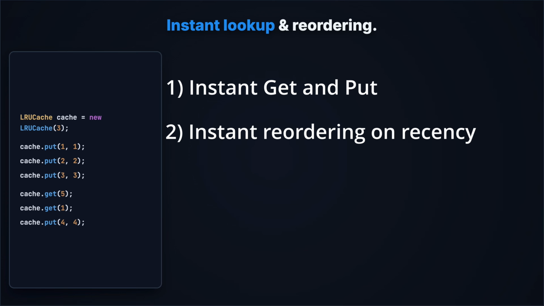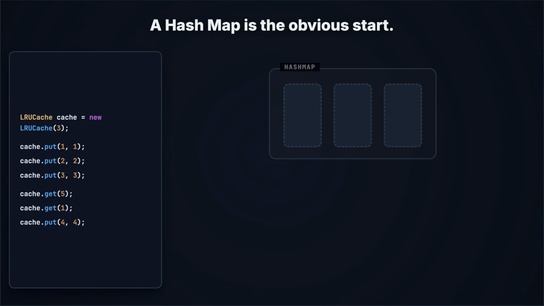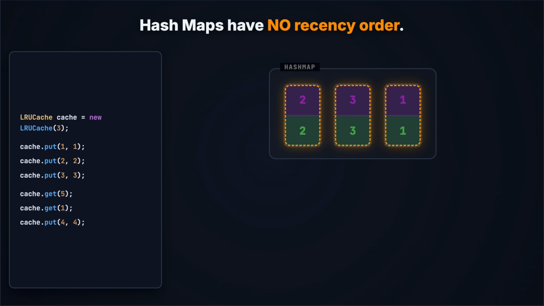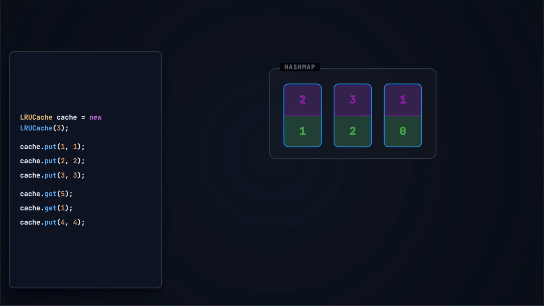Since we want get and put in strictly O(1) time, a hash map is the obvious starting point. If we add keys 1, 2 and 3 with their values, each put takes O(1) time. So does get. But there's a glaring problem. A hash map has no concept of order or recency. It has no idea which of these keys we touched last. So how do we keep order?